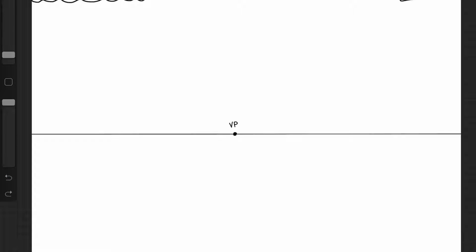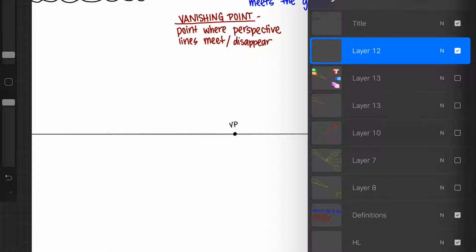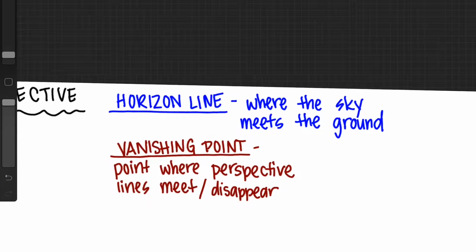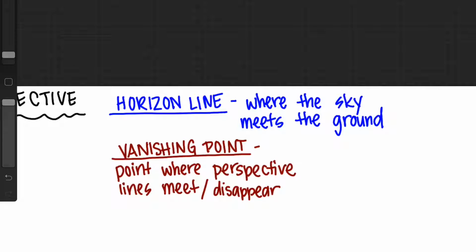There are two words that I want you to learn. So that line that we drew initially is what's called a horizon line. A horizon line is where the sky meets the ground. You can see it most easily if you go to the beach and you see where the water meets the sky, or like the sun sets on the horizon. That's the horizon line, where the sky meets the ground.